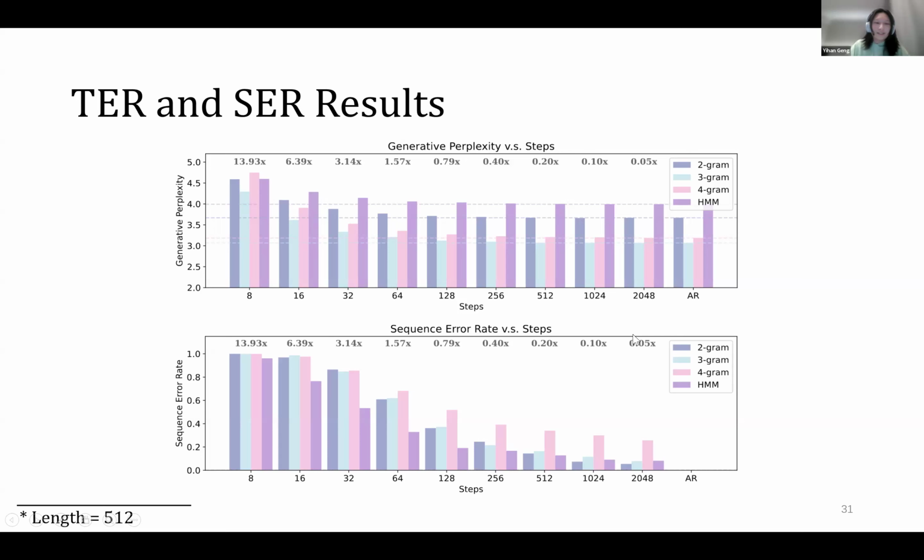As the figure shows, the TER of MDMs converges to that of autoregressive models while maintaining a speed up. But for SER, even when the number of sampling steps reaches around 2000, there still remains a gap between MDMs and autoregressive models, and the improvement is comparatively slower than for TER. This is consistent with our theoretical analysis that MDMs are highly efficient at generating fluent sequences, as reflected in the low TER, but they can struggle with global sequence correctness.